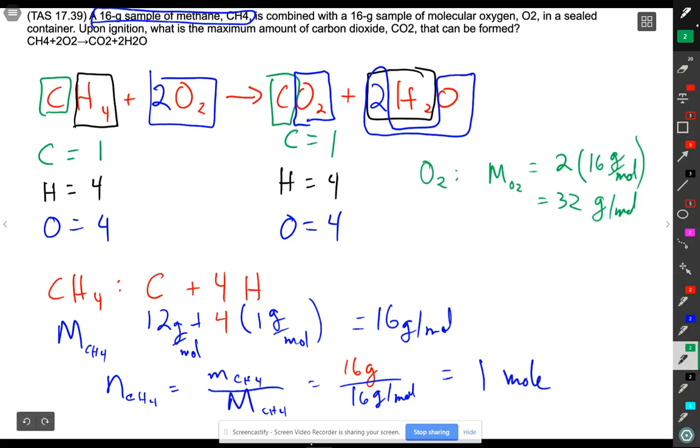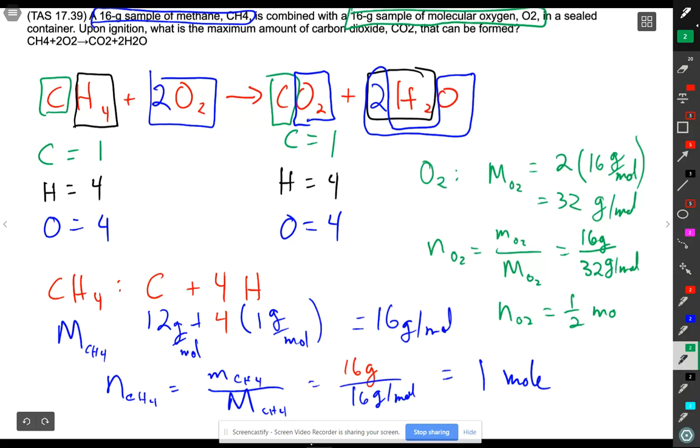So then the number of moles of O2 is going to be the mass of O2 divided by the molecular mass of O2. So we were given 16 grams divided by 32 grams per mole. How many moles? 1/2. So we have a half mole of oxygen, and we have 1 mole of methane.